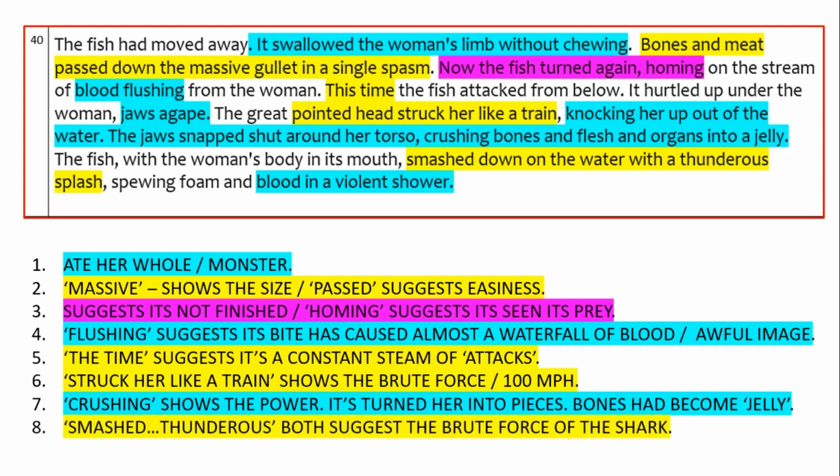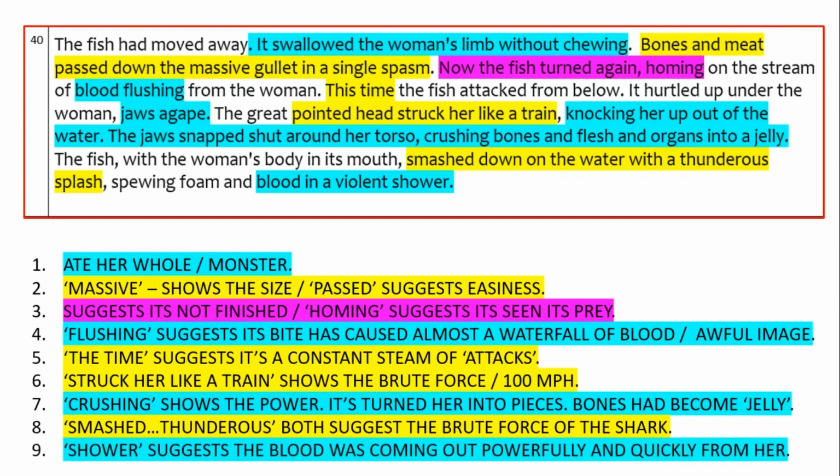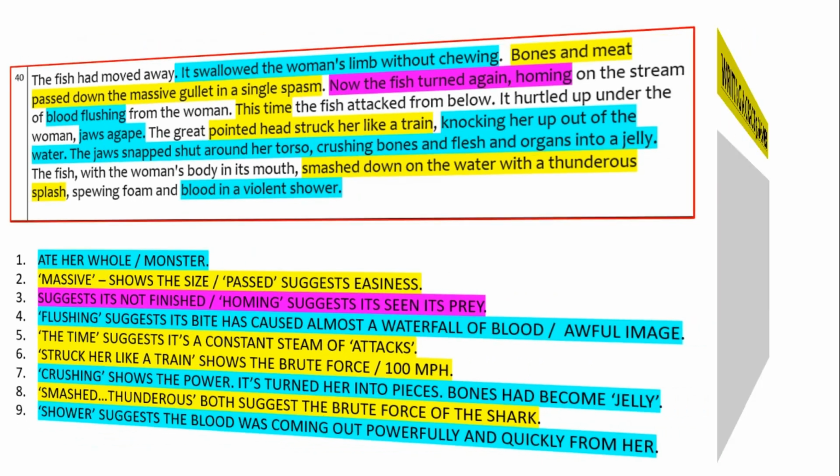Smashed on the water, thunderous splash. Again, smashed and thunderous both suggest the brute force and strength of the shark. And blood in a violent shower, almost like the blood flushing one. Shower suggests the blood's coming out powerfully. If you can imagine a shower in your bathroom, the blood was coming out like that from her because of what the shark had done to her.